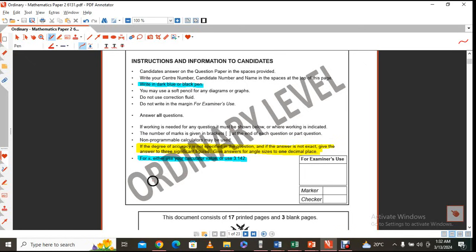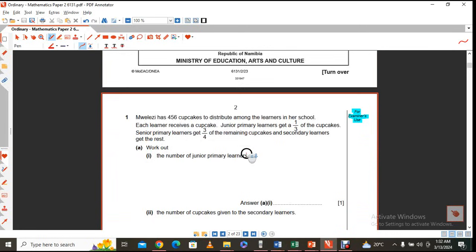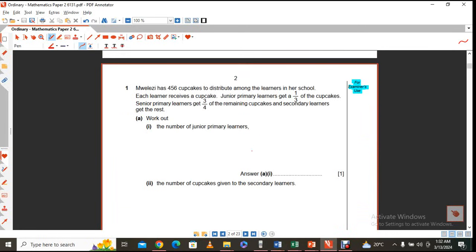Then if you are supposed to use the value of pi, either you use the calculator value of pi or you use 3.142. There will be instances in this question where this comes in handy. And also, this margin here, where it's indicated for examiners' use, you're not allowed to write here. This is where the marking takes place. Anyway, let's just delve right into the paper.